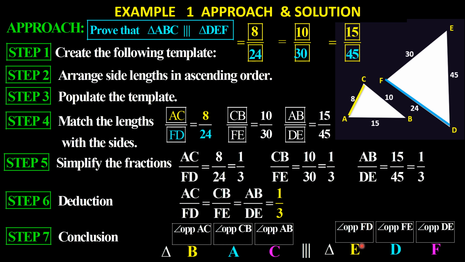You can see there's FDE, FED, DEF. You just make up the triangle there. So angle B matches with angle E, angle A matches with angle D, and C, F. So you've got them in the correct order there. And there we've proved that the two triangles are similar.